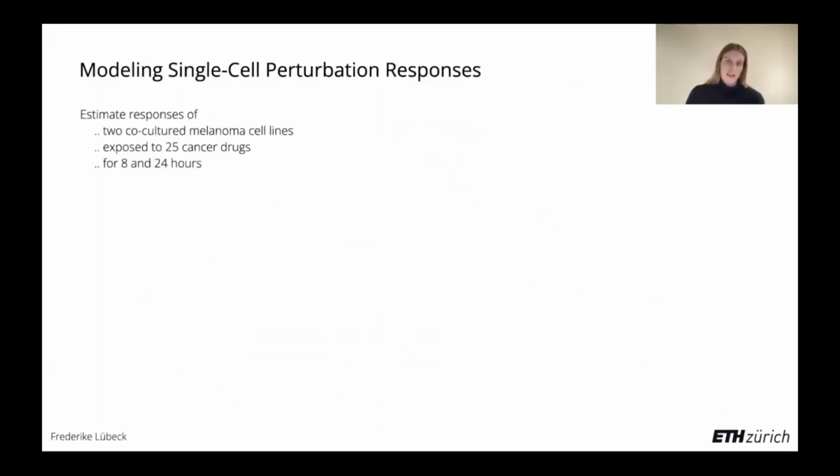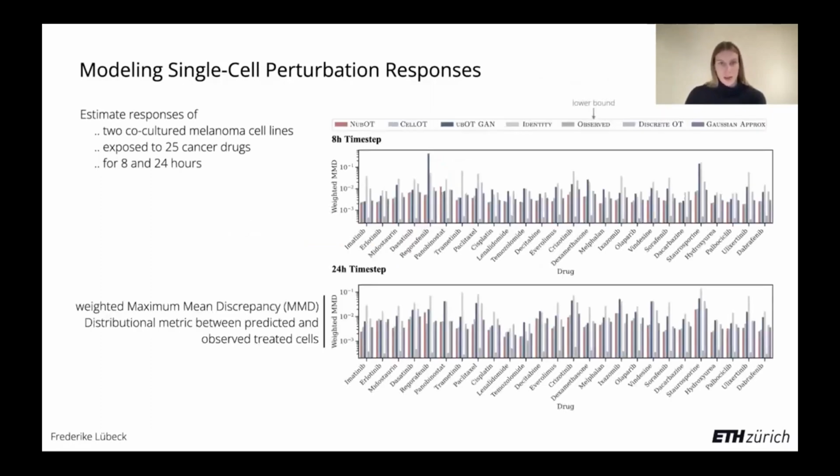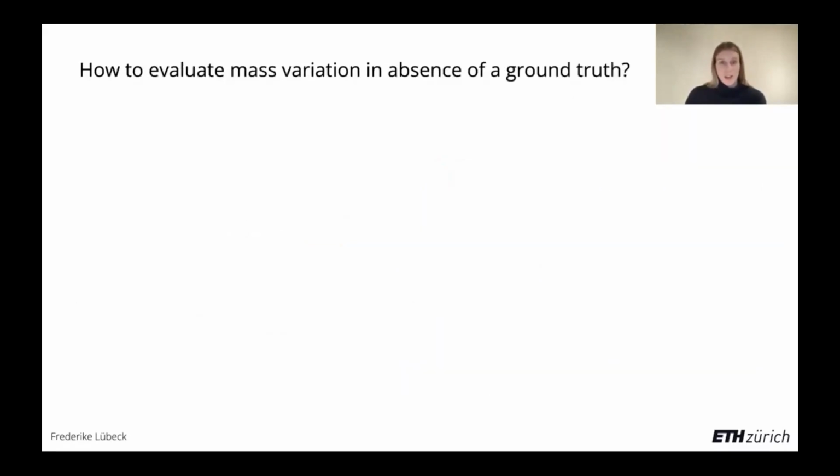We show the effectiveness of our method on the task of modeling the responses of melanoma cells that were exposed to various cancer drugs for 8 and 24 hours. In terms of distributional metrics, NuBot outperforms the baselines for almost all drugs. In the absence of a ground truth, and especially since we're unable to observe which cells and how many have died and proliferated, we have to rely on different approaches to analyze the predicted weights.